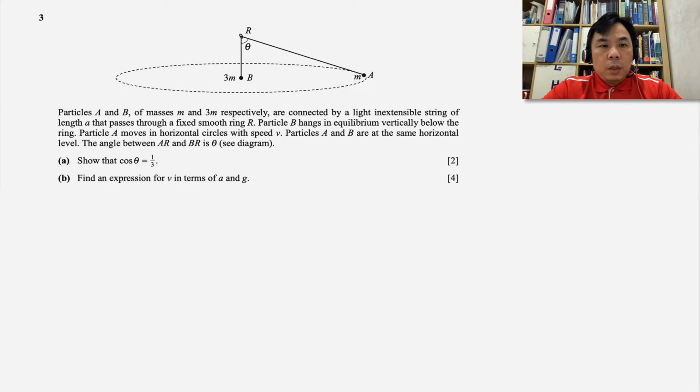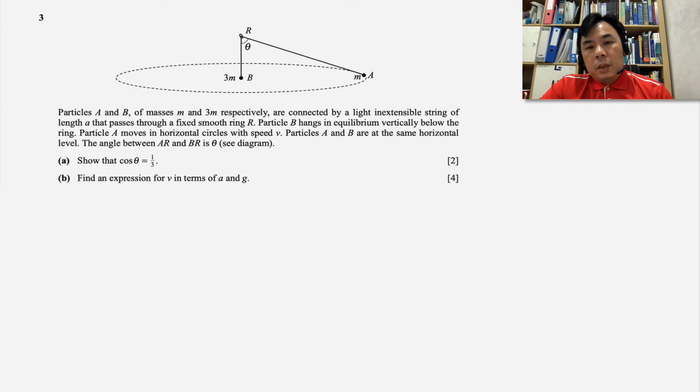We have particles A and B of masses m and 3m as depicted in the diagram. They are connected through a light inextensible string of length a that passes through a fixed smooth ring R. Particle B hangs in equilibrium vertically below the ring.